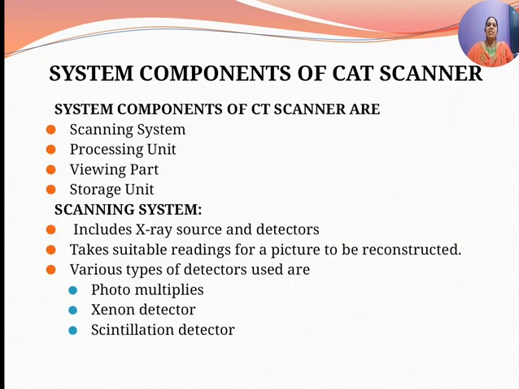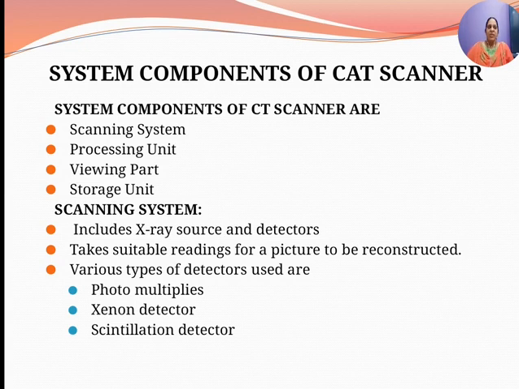Then the components can also be classified as system components. The system components of the CT scanner are the scanning system, processing unit, viewing part and storage unit. You can divide the components of your CT scanners into 4 individual types, like the scanning system.